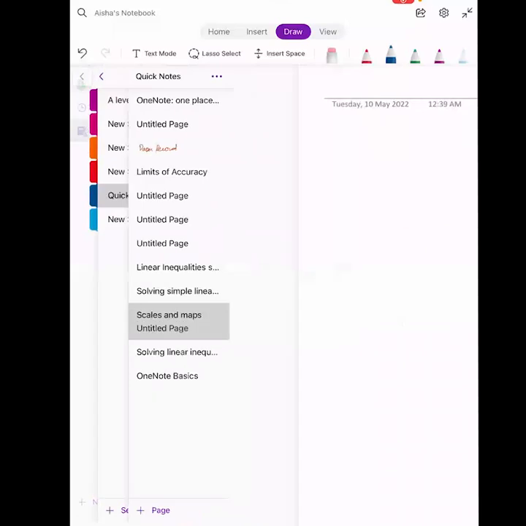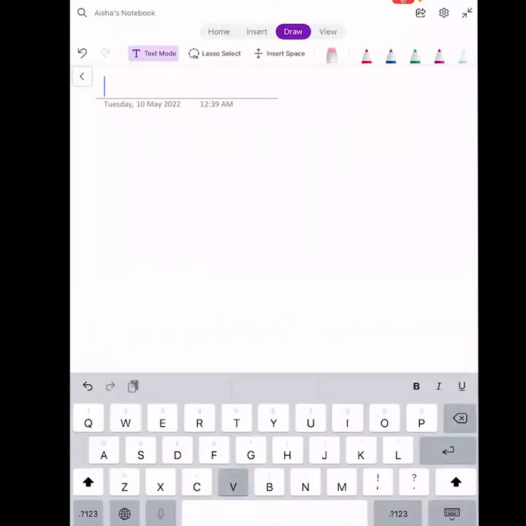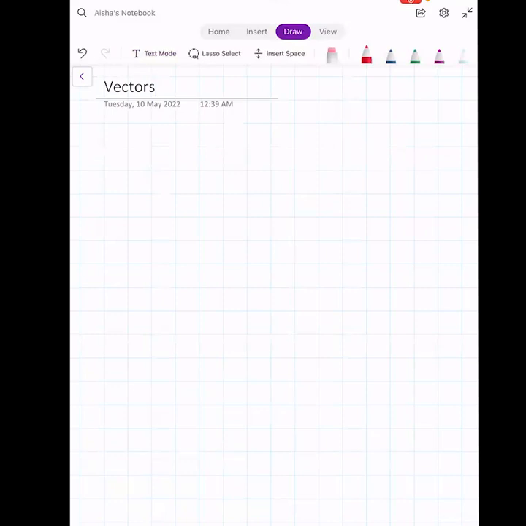Let's just begin with vectors. So vectors is divided into two subtopics. One is numerical and the other one is algebraic. So the first thing that you need to know is vector is a line in math.